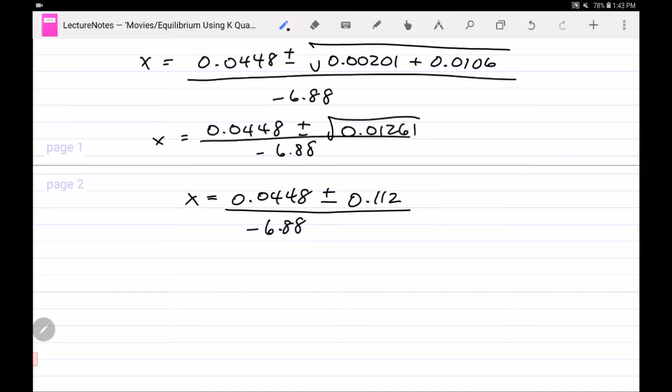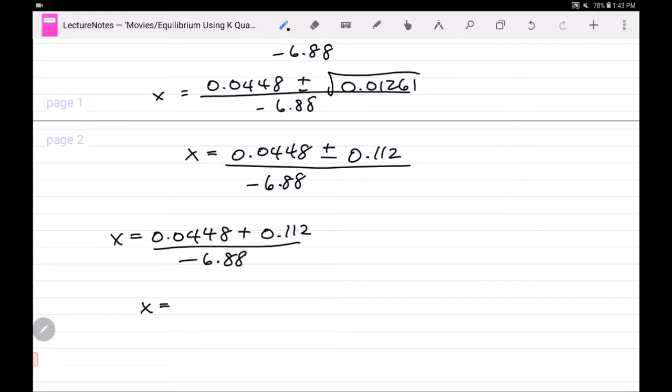Now at this point, it's time to pay attention to the little plus or minus bit there. So we can either add or we can subtract. We're going to have to do both. So if we add, we end up with this. If you simplify that down, you get x equals negative 0.0228. Now, do you want this one or do you want the one where you subtract? Well, what is the significance of x? We found it, but what was the significance?